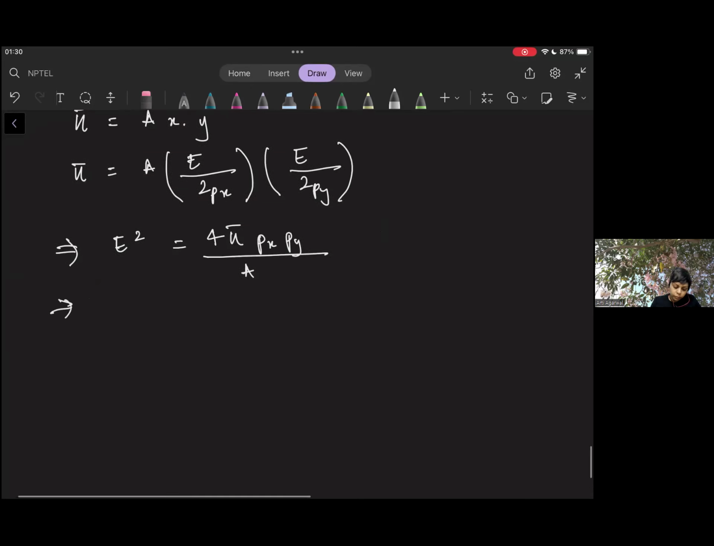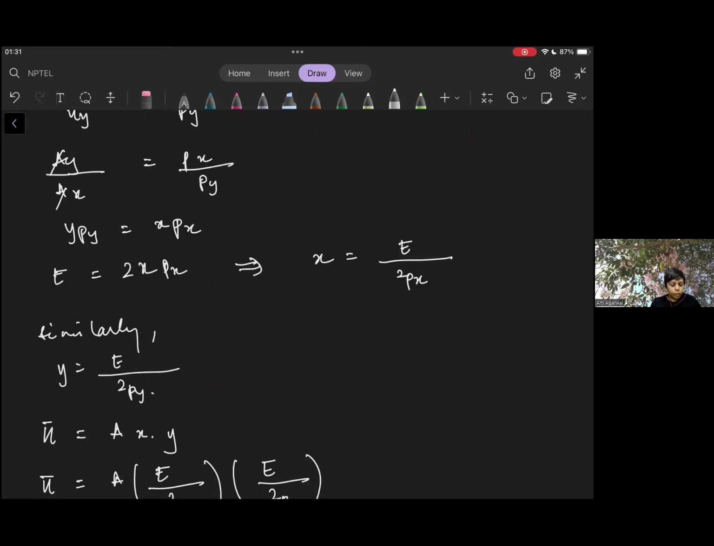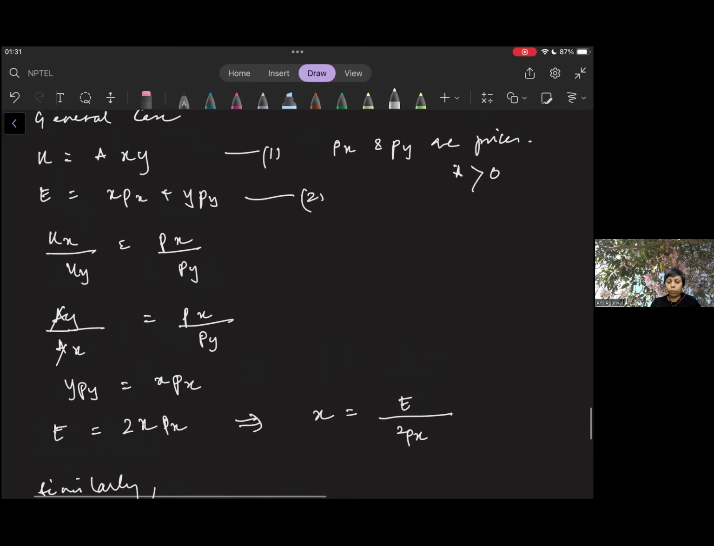So we can just take square root 2 under root U bar Px Py by A. This is your expenditure function. This is what we generally do. So don't worry so much about the form of the function and what values we are getting, because I've taken this in slightly general terms. I've taken the exponent as 1 for x and y, which simplifies the calculation.